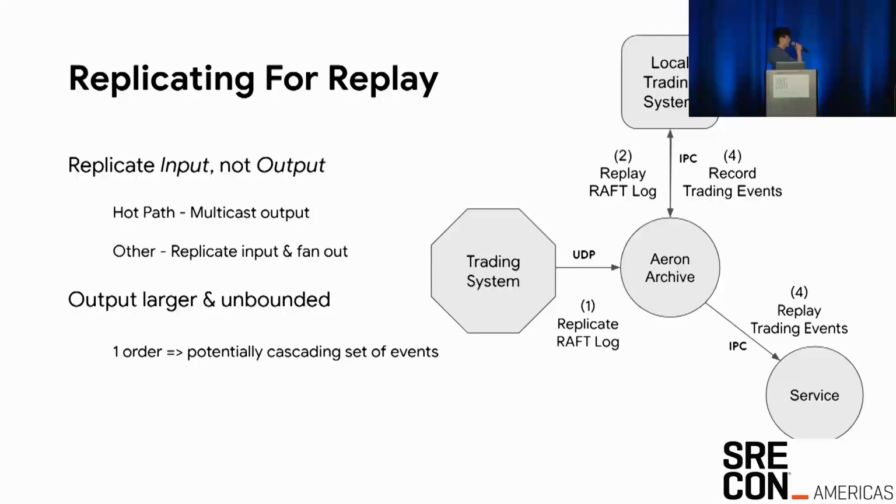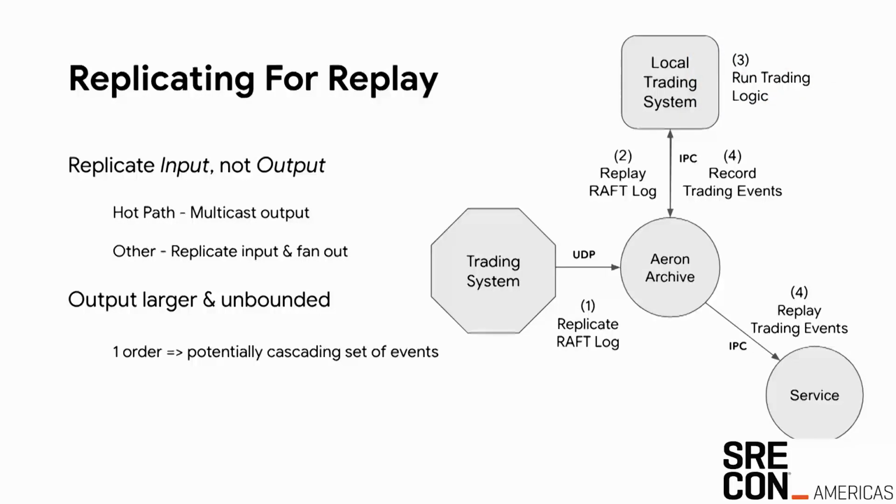Another thing is that we can replicate it downstream to replay. So since our system is perfectly deterministic, all we need to do is replicate our input rather than our output. And the benefit of that is that our output is most times larger than our input, and at the same time unbounded. So one order that's coming in can cause a potentially cascading set of events, like multiple fills or cascading stop order triggers. So replicating our input gives us more deterministic network bandwidth usage.